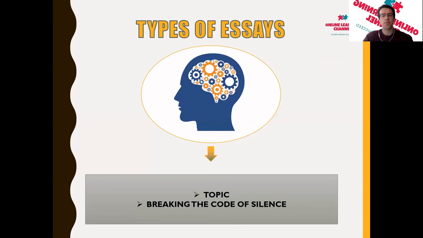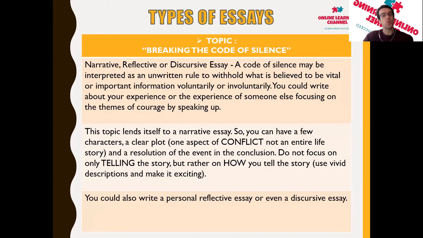Okay, the next and final topic that I'll be sharing with you: breaking the code of silence. Again, this could be narrative, reflective, or a discursive essay. A code of silence may be interpreted as an unwritten rule to withhold what is believed to be vital or important information, voluntarily or involuntarily, depending on the scenario. So you could write about your experience or the experience of someone else, focusing on the theme of courage by speaking up. Often it actually takes more courage to speak up and present information that is being withheld from others for whatever reason.